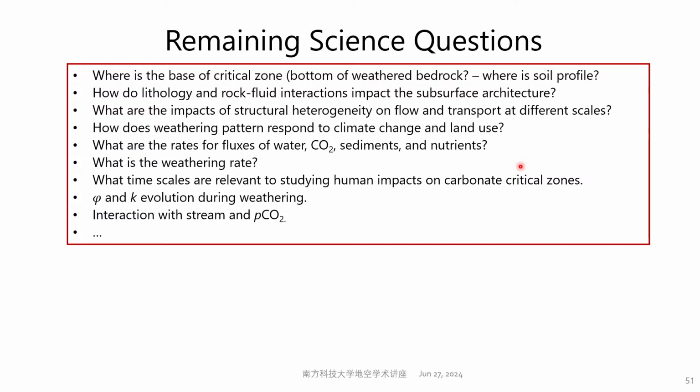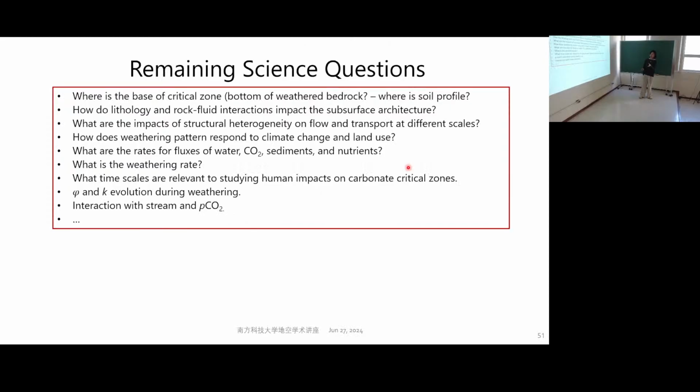I think some of these questions you've probably also been wondering. For example, the structure and heterogeneity's impact on the flow and transport of water at different scales, and what the weathering rate is, and how the porosity and hydraulic conductivity evolve during weathering, and so on. Some of these are probably more critical for the carbonate critical zone terrain that we're investigating, but some are probably universal for any critical zone problem that we're all dealing with.